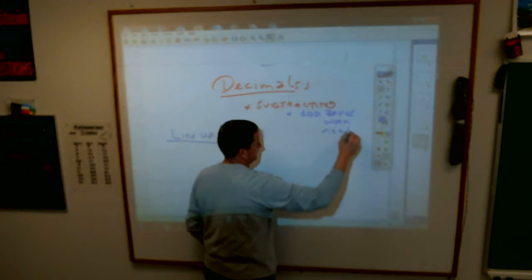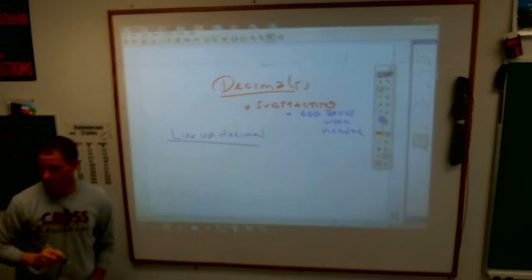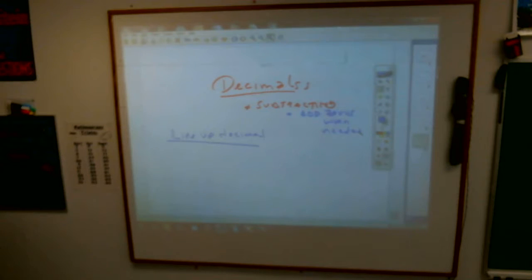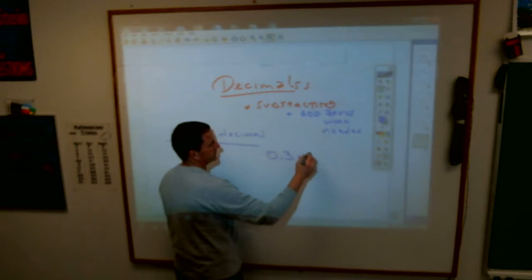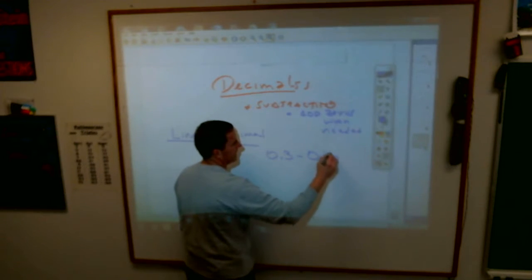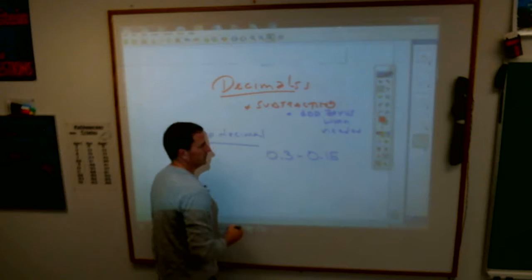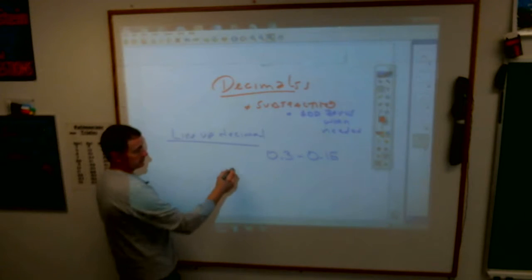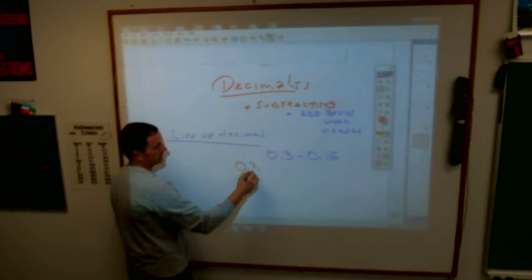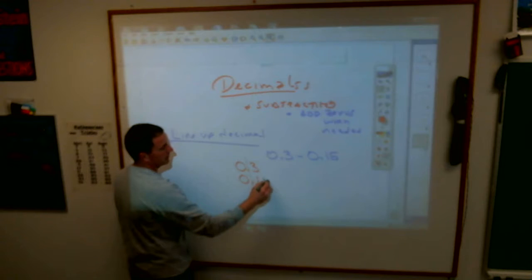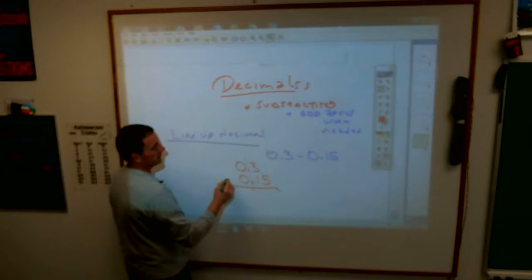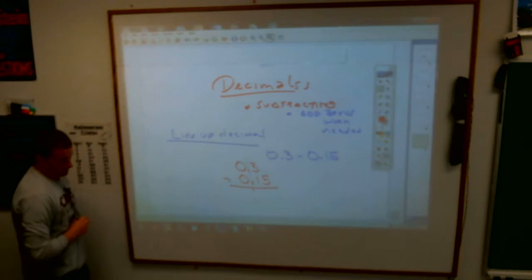In other words, this. If you have 0.3 minus 0.15, you have to write those up and down, lining up the decimals, so it looks like this. 0.3, decimals, I'll get under that line here, 0.15. Please make sure that this doesn't happen.